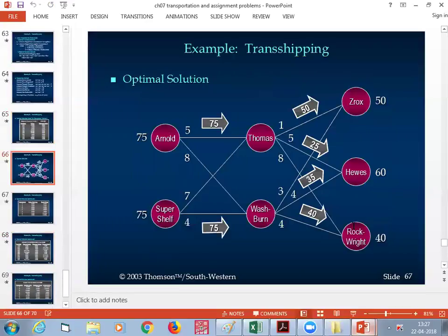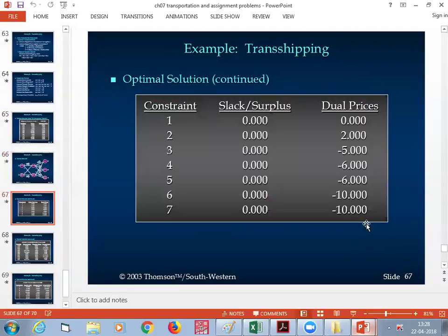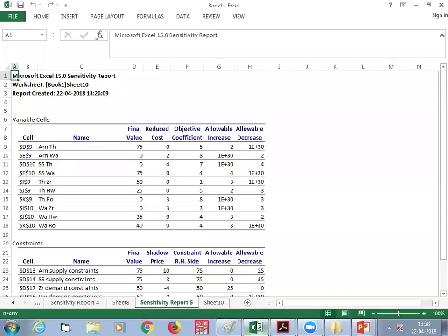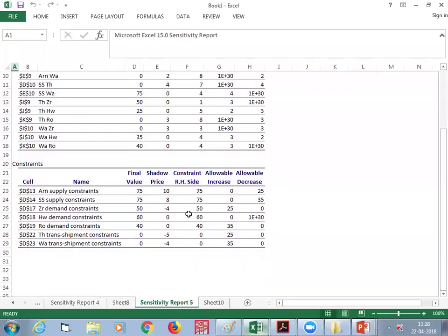All right, so 75 split cells 50 and 25, 75 split cells 35 and 40. Okay, and dual values. Oh, did I get negative dual values? That's an important thing. Okay, yes.